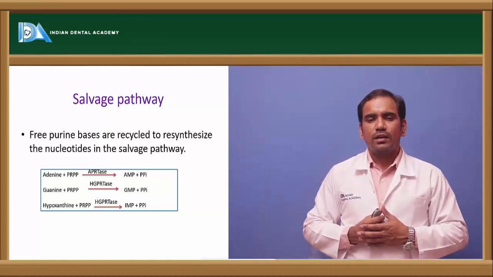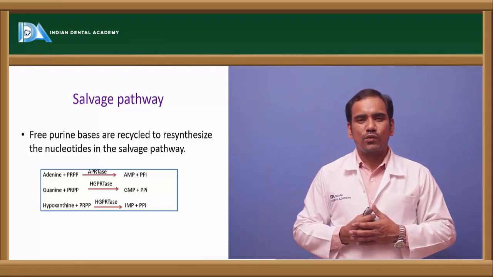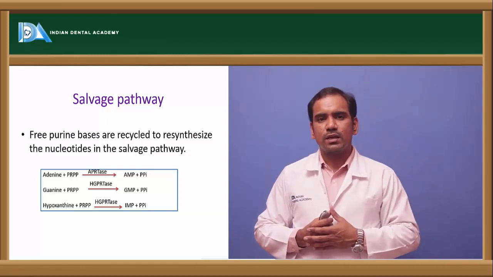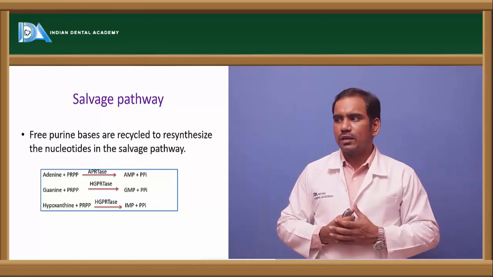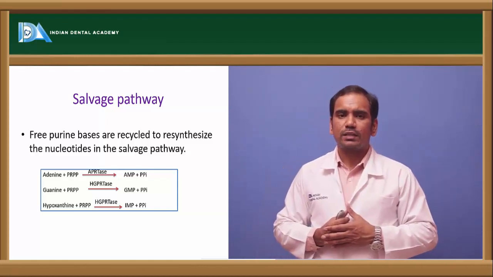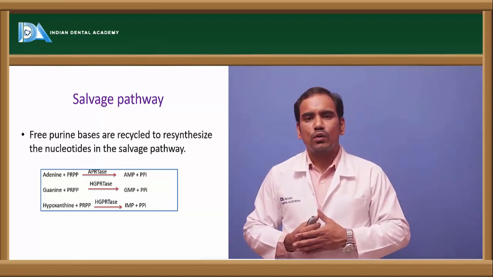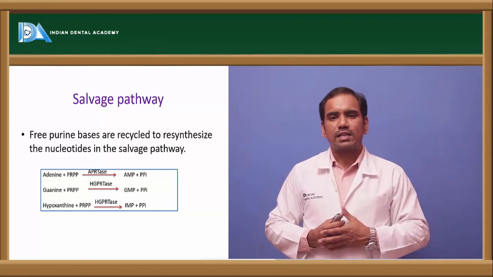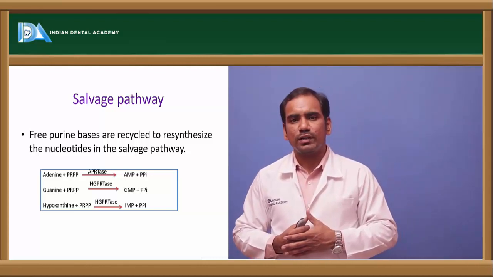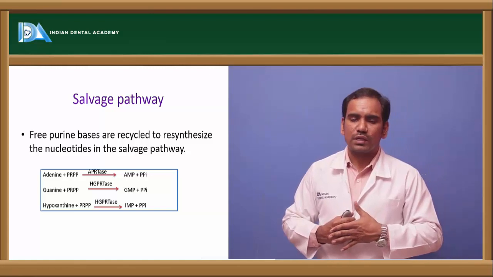In the same way, guanine, by the action of the enzyme hypoxanthine guanine phosphoribosyl transferase, called HGPRT, which also requires PRPP, is converted into the corresponding nucleotide, guanosine monophosphate. In the same way, hypoxanthine, by the action of hypoxanthine guanine phosphoribosyl transferase, is converted into inosine monophosphate.